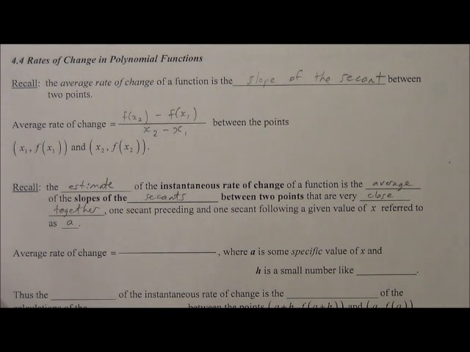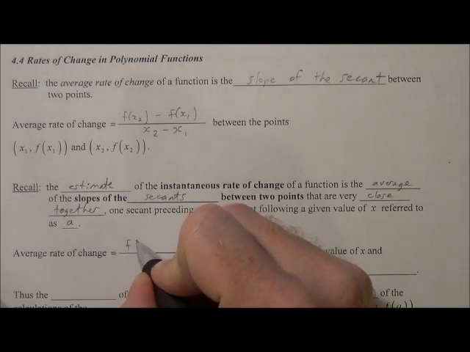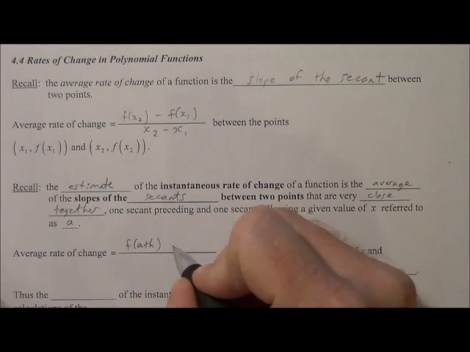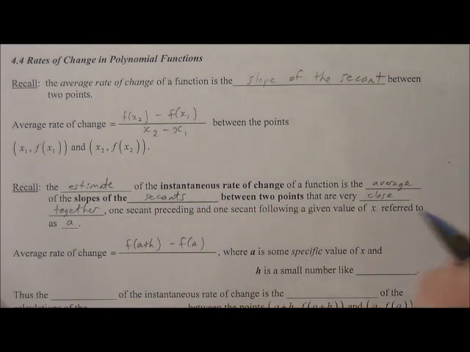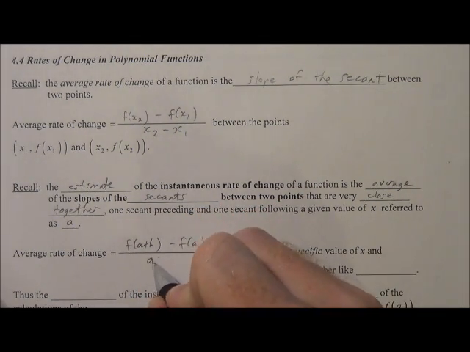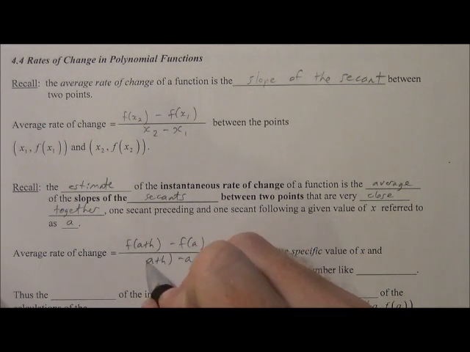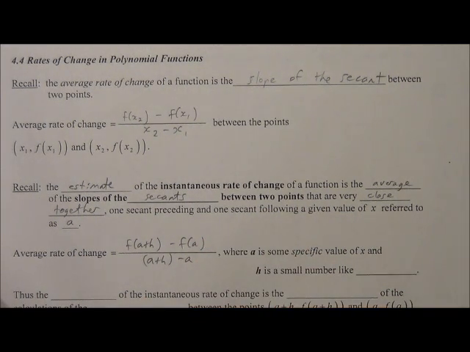So the average rate of change is f of a plus h minus f of a all over a plus h minus a, where a is some specific value of x and h is a small number like plus or minus 0.001.